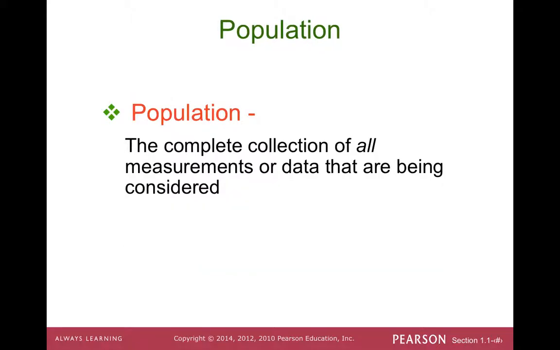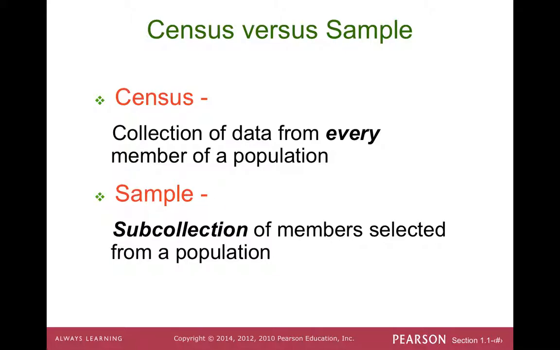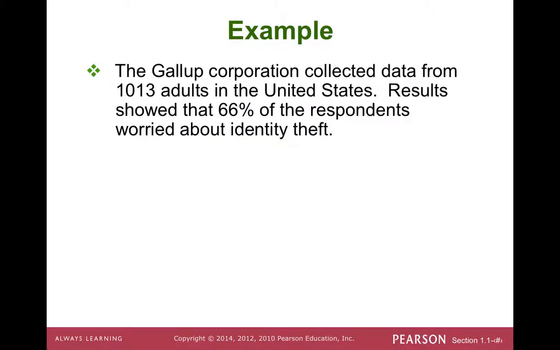The population then is the big group. That's the complete collection of all the measurements that we're interested in. A census is collecting data from every member of that population, and the sample then is the sub-collection or the smaller group from that population that we'll collect information from.